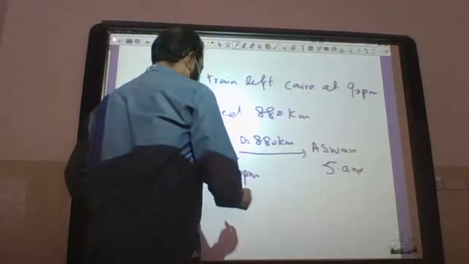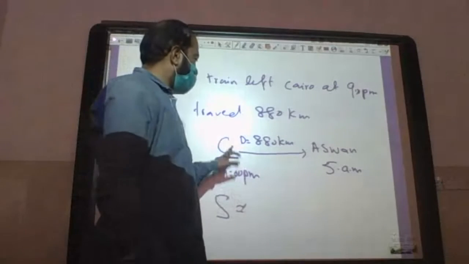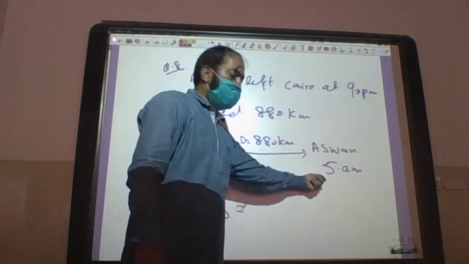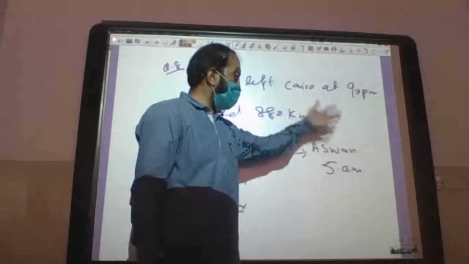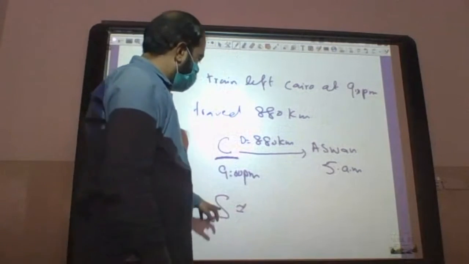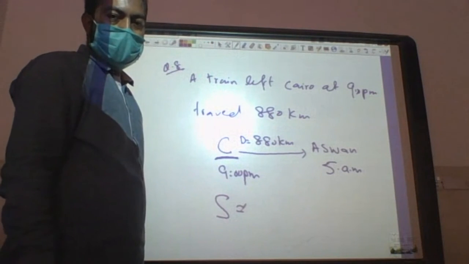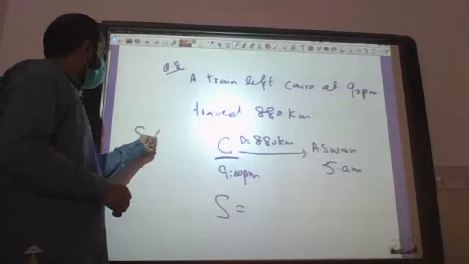What was the average speed? How will you find it? Let me explain. There is one station, Cairo, 9 p.m. It started, and the distance is 880 kilometers, and the time is 9 p.m., meaning night time, and it reached in the morning at 5 a.m. How will you find the average speed? Just tell me what should be the first step. Do you know how you can find the speed?